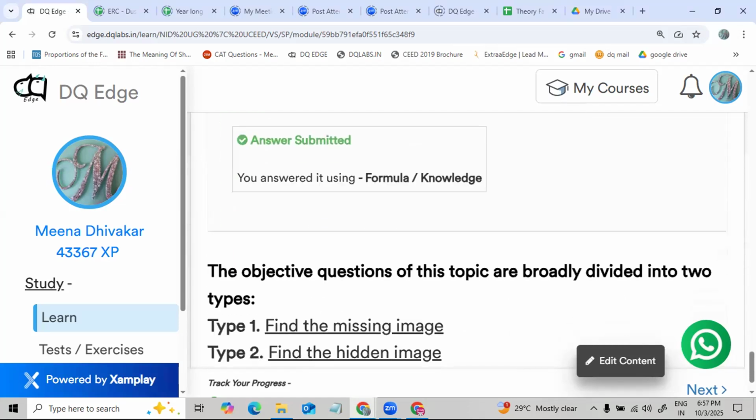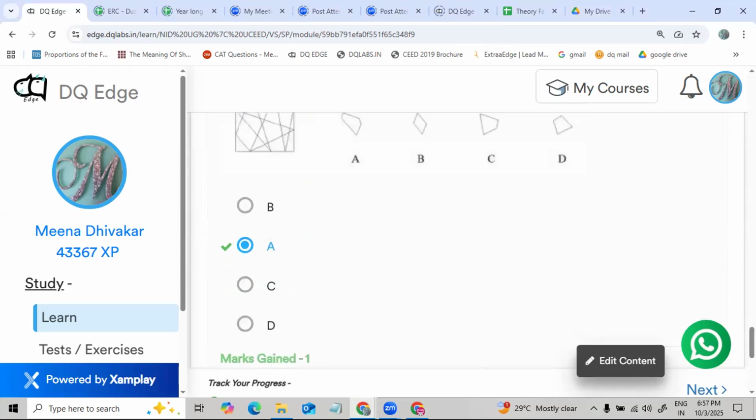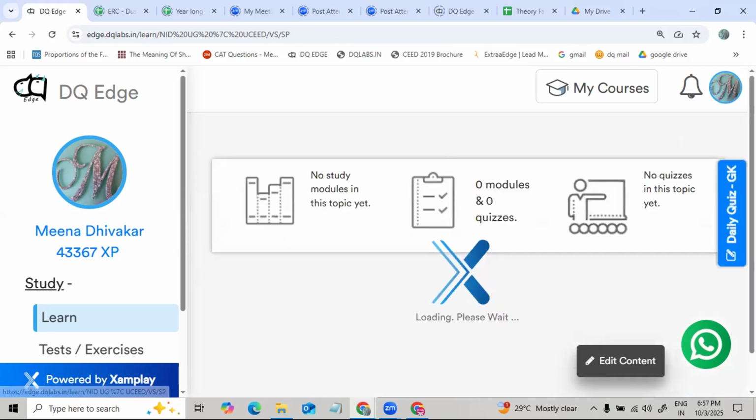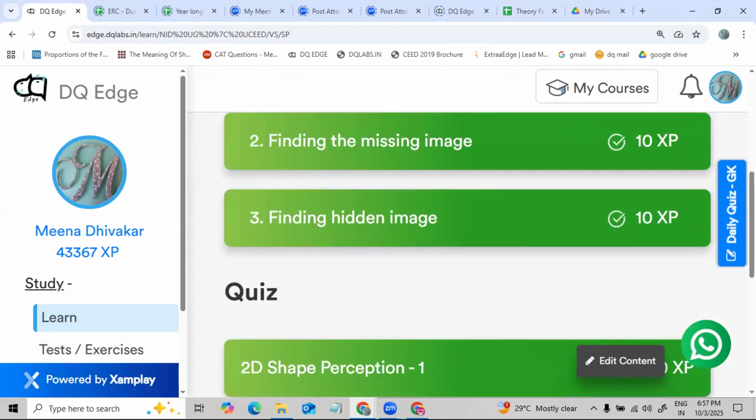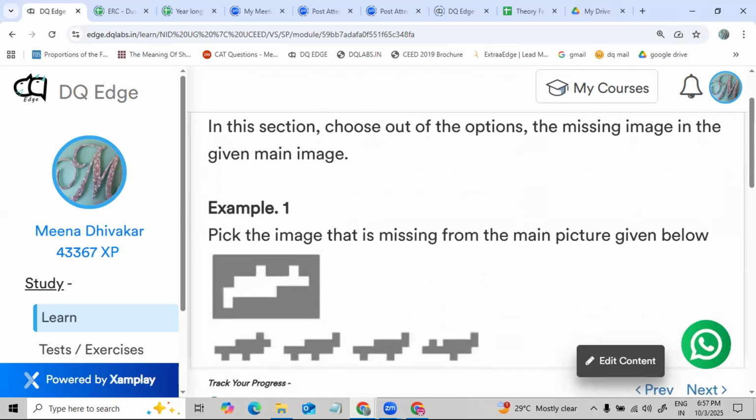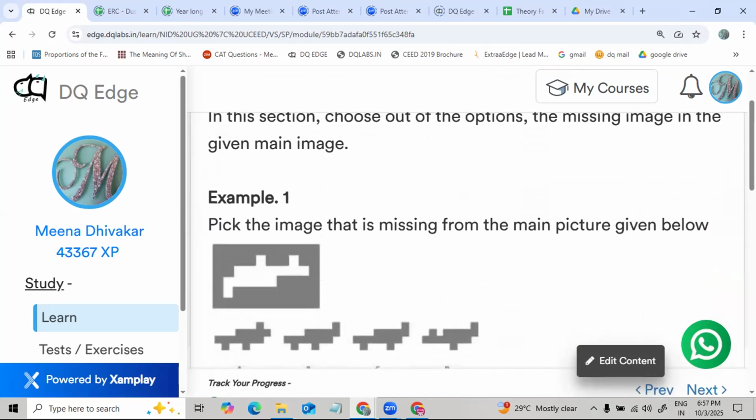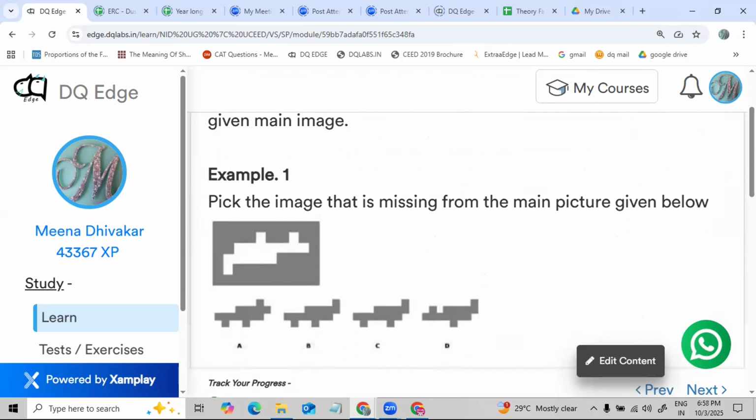Okay. Coming to the next. You understood how the hidden one works? I'll show you some of the missing ones so that you will get a proper idea about the missing part, okay? Can you see this? Pick the image that is missing from the main picture given below. These are the pictures. Now tell me which one will be missing. I need the white portion, okay? It could be a mirrored or watered image of the actual shaded part, or it could be watered and mirrored. Anyway, just see which one is the correct answer.